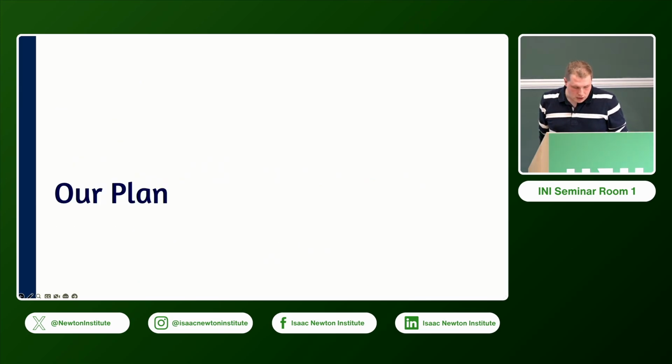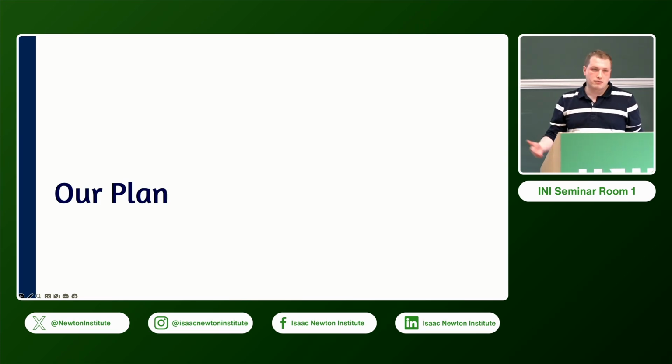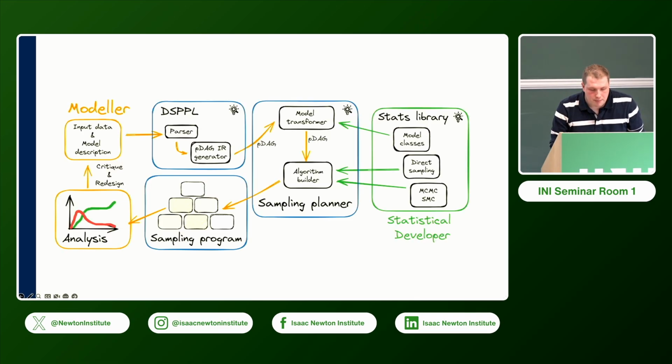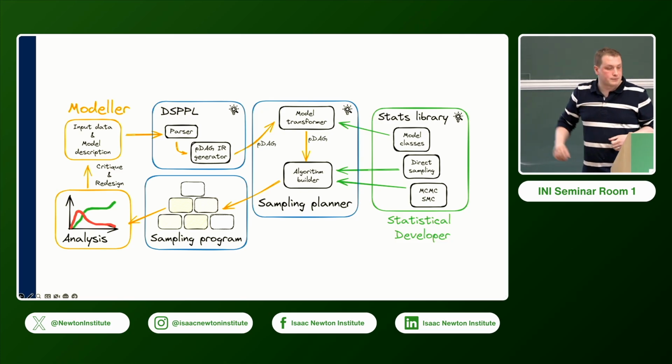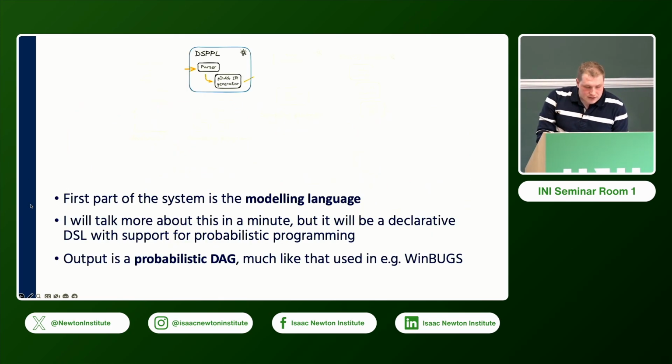So just to briefly go over our plans for a probabilistic domain-specific language for infectious disease modelling. Now, as I say, nothing's been implemented yet. We're still very much at the research and design phase of this. But roughly speaking, we are looking at a system described by this diagram here. The first part of the system is a domain-specific modelling language. I'll talk more about this in a minute, but the idea is for it to be a declarative DSL with support for probabilistic programming. The output of this, we are imagining, will be a probabilistic directed acyclic graph.